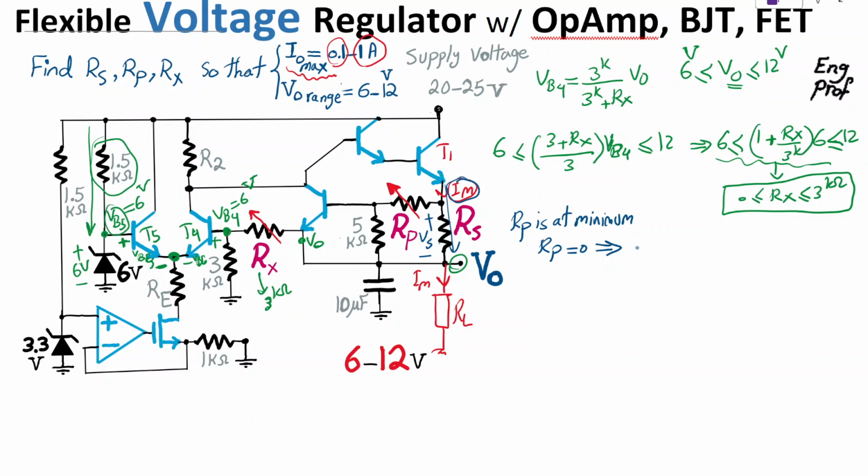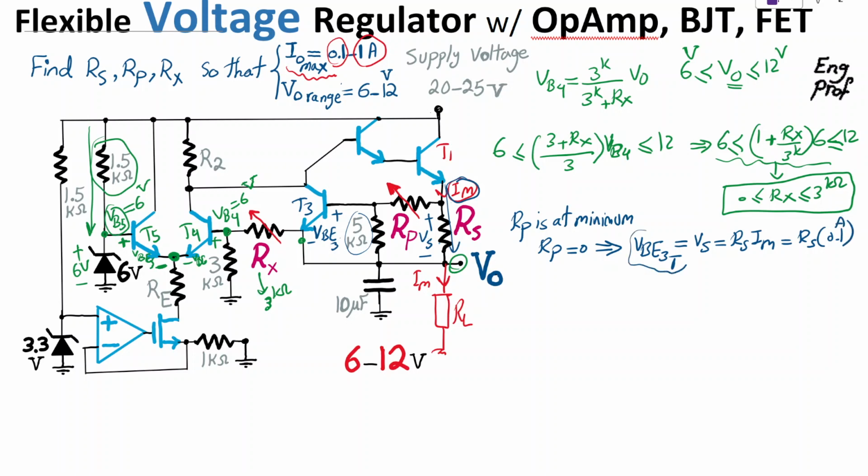Okay, this Vs in the case of RP 0 is exactly appearing across 5K, which means it appears across the VBE of transistor, say T3. So VBE of T3, or VBE3, in this scenario at threshold of complete turn on is equal to Vs, which is equal to RS times the Imax, which is the minimum amount of Imax, or 0.1. So RS times 0.1 amp.